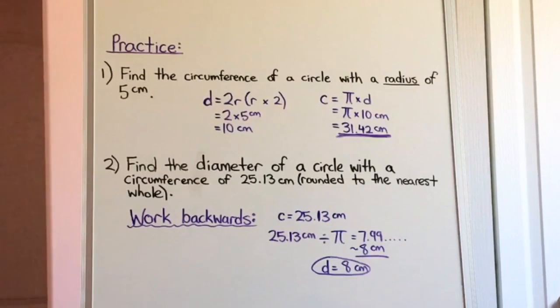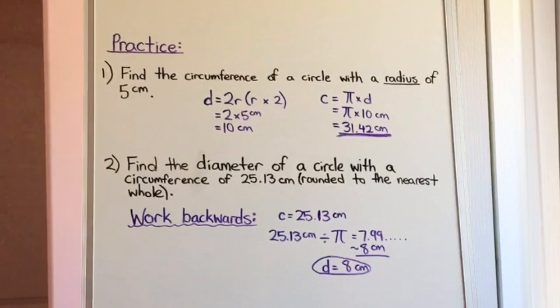After dividing it by pi, we find a really long number, which starts with 7.99 and so on. In the question, it says rounded to the nearest whole. 7.99 rounded to the nearest whole is 8 centimeters. So the diameter of this circle is 8 centimeters.